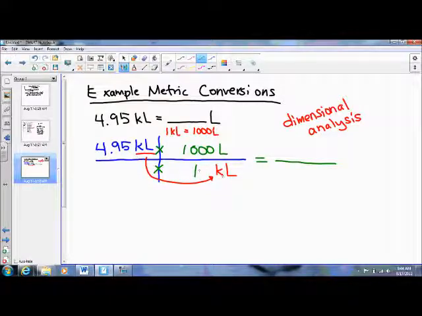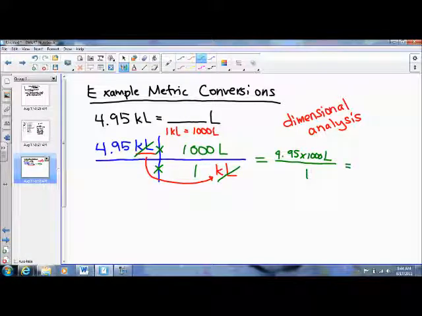Before we do that, though, let's simplify. Let's get rid of these units. So this KL can be canceled by this KL. Remember, you have to cancel this way. The L doesn't cancel, so I still have the L. So now I have 4.95 times 1,000. On the bottom, it's just 1.